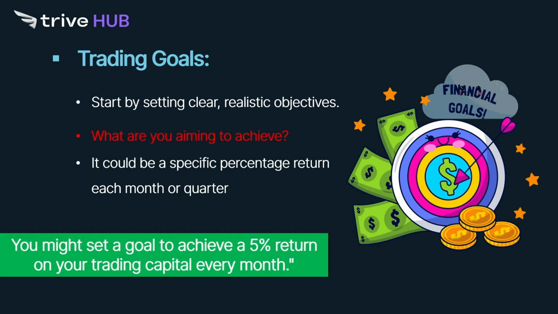For example, you might set a goal to achieve a 5% return on your trading capital every month, and this is a very decent return. If you were able to maintain this 5% consistency each month, then you will be able to generate a whopping 60% return in a year, and in 1.5 years or 2 years you might be able to double your capital. All right, so do not underestimate this 5% as a small percentage. If you are able to achieve this consistency, then it is going to do very well in the long run.